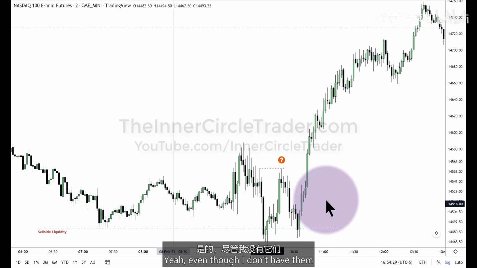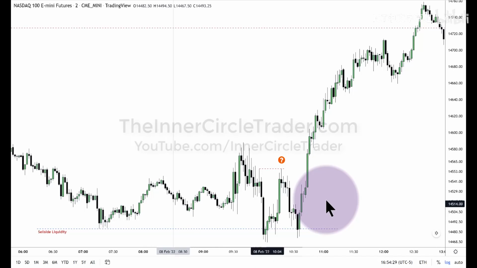Indicators. Yeah, even though I don't have them plastered all over my charts like graffiti, you can see the candlesticks in my charts. You can see the logic. You can see how the markets run for liquidity. There's nothing hiding or masquerading price. You can see it. It's clear. You need that. You need to be able to read the story of price and not the story of indicators.